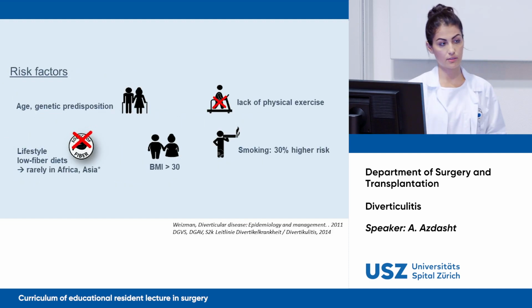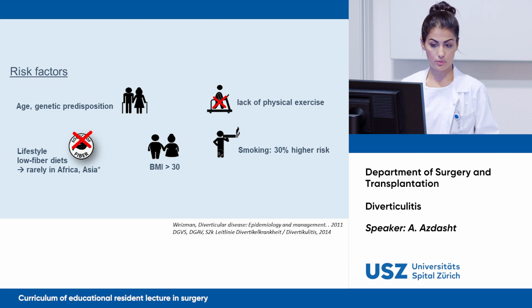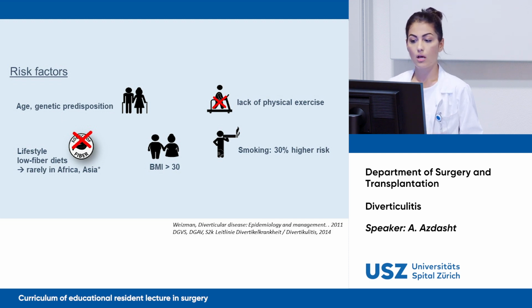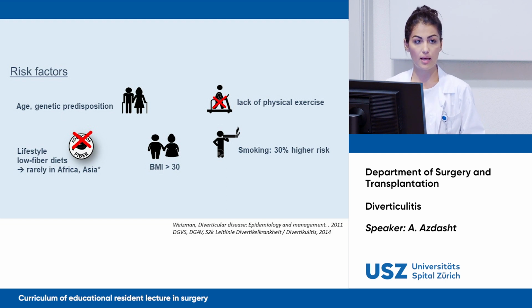There are different risk factors. Some of them are modifiable and some of them are non-modifiable. Non-modifiable are age as well as genetic predisposition. Modifiable are lifestyle factors such as lack of physical exercise, smoking, which increases the risk by up to 30%, or a BMI of 30 and higher, as well as low fiber diets.